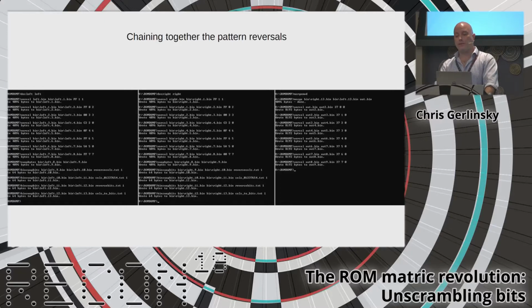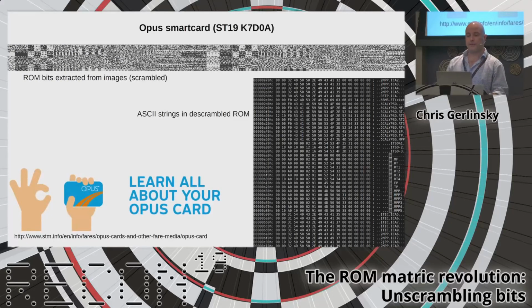So on the first chip that I did, as I mentioned, I had some plain text to work with. But now that I've been able to figure out the scramble on one of them, it turns out that the scrambling across the whole family of ST19s is quite the same. So once you've broken one of them, then you can apply that to other versions of it, and you're able to decrypt those also. So again, here's an example from an Opus smart card.